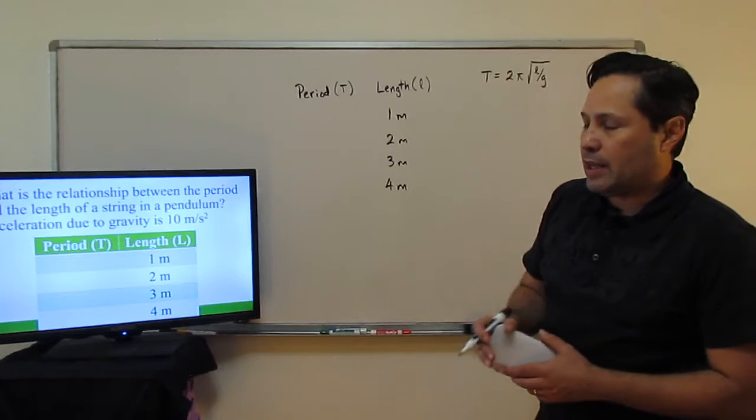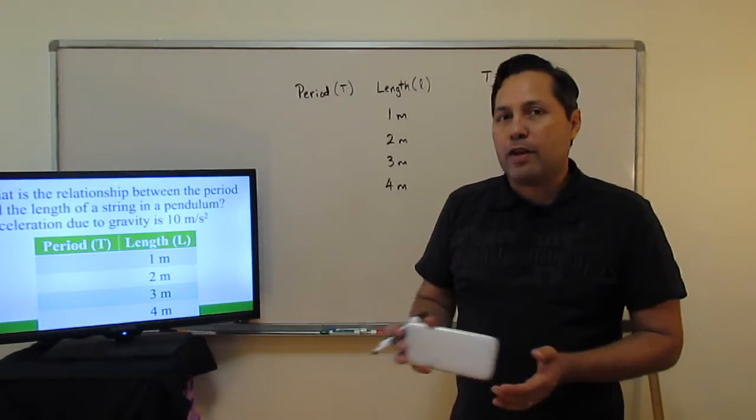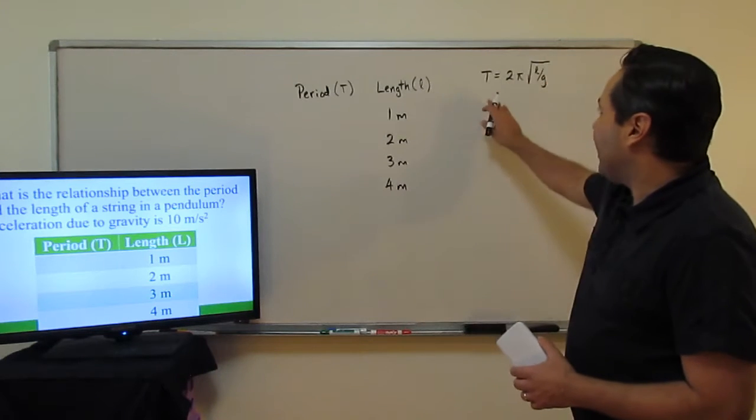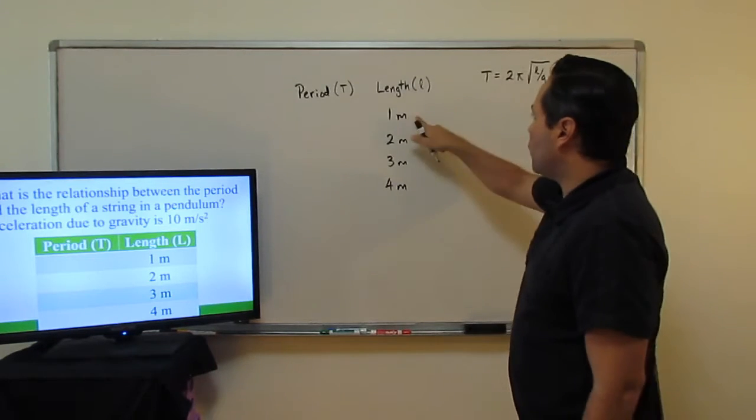So we're going to go ahead and take a look at that. Then we're going to go ahead and graph it and attempt to linearize it so we can get the relationship. So let's go ahead and plug in the values for our first trial.